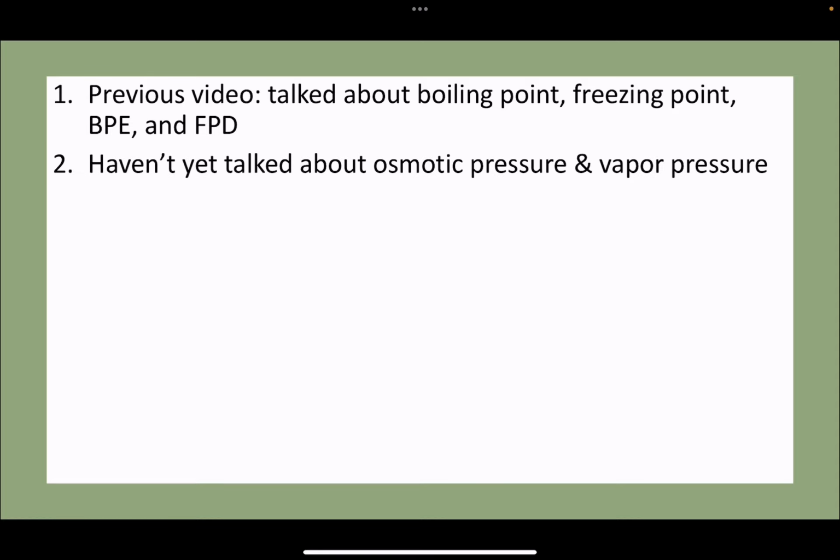The first is to introduce equilibrium in a way that's easy to understand, since this is a concept that we will revisit many times. In addition to this, we need to cover the remaining two colligative properties, vapor pressure and osmotic pressure.